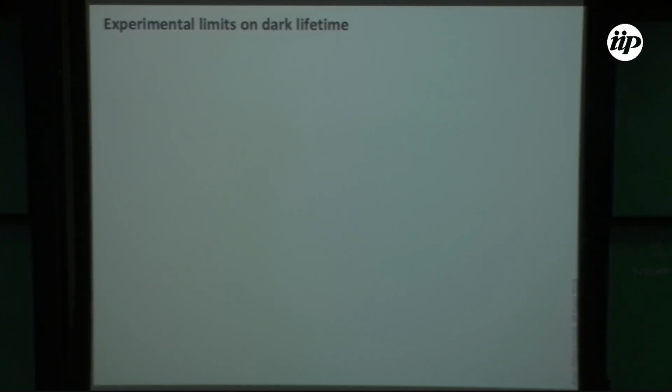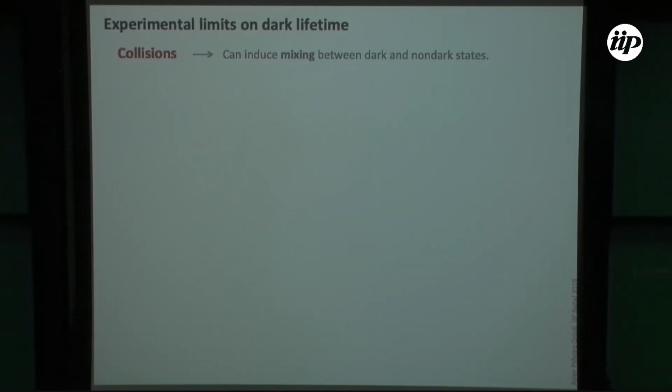And to finish, let me discuss some experimental limits that we anticipate for the lifetime of the dark states, because of course nothing is going to live forever. So one of the things is collisions that I didn't talk about yet. Collisions between the two atoms on the same lattice site can lead to mixing between dark and non-dark states. And to be honest, this is a bit of an unknown yet as to how strong this effect is going to be.